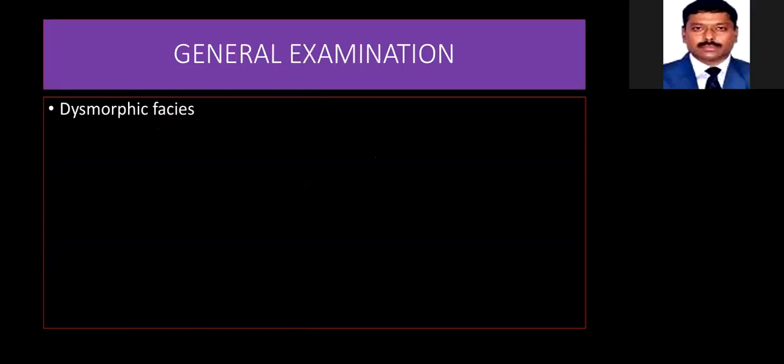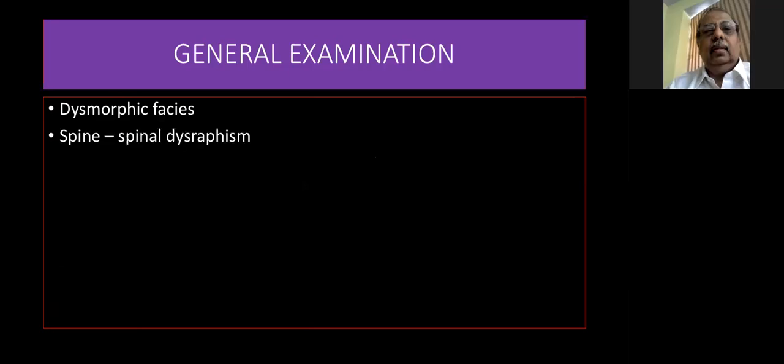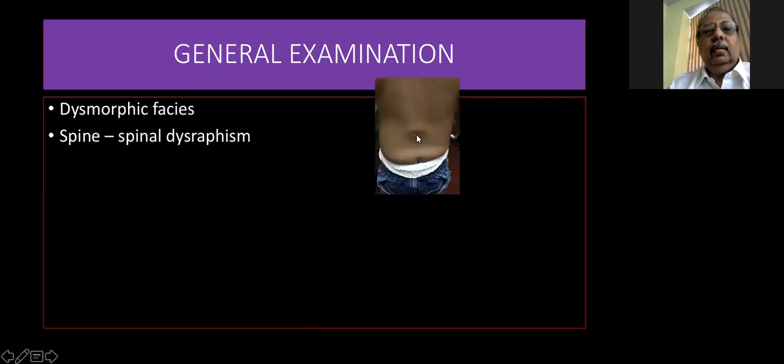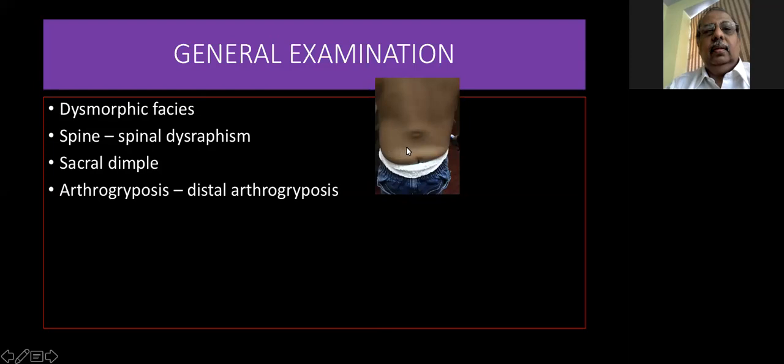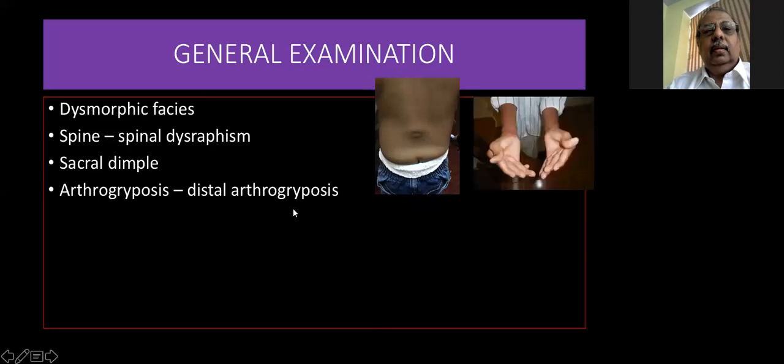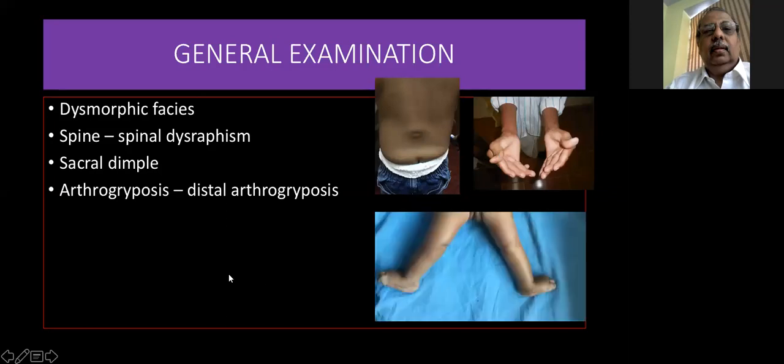The examination, again, as in the case of clubfoot, you look for dysmorphic facies, then spinal dysraphism. You can get a tuft of hair. You can get a dimple, as in this particular case. Sacral dimple, and look for arthrogryposis. This is a classical hand deformity in arthrogryposis. And this is what is called the sausage sign, where you will not be able to see any creases. This child does not have any creases. Both knees are extended.